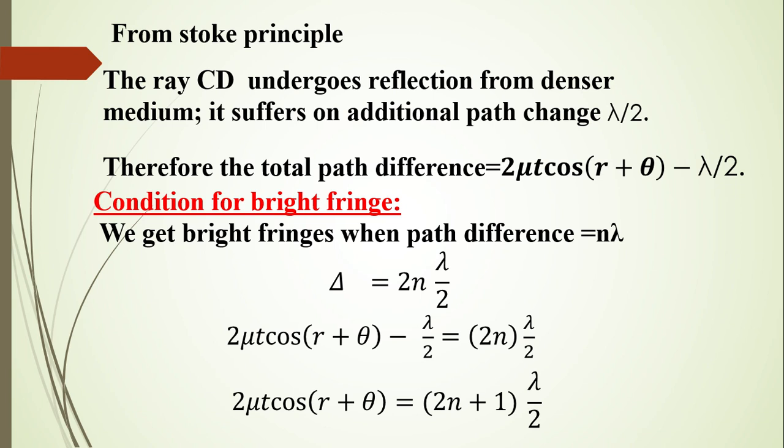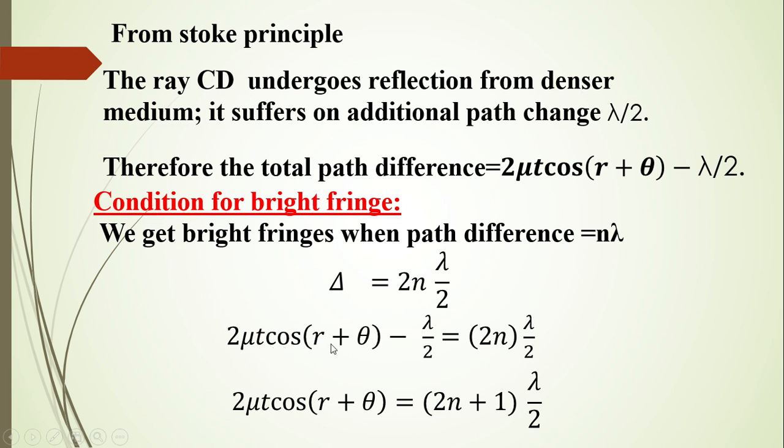Now, the condition for bright fringes. The two reflected rays are superimposed in the same phase, which produces constructive interference. We know that the intensity of light in constructive interference is maximum. So we get bright fringes when the path difference delta is equal to n lambda, that is, 2n lambda by 2, which is n lambda.